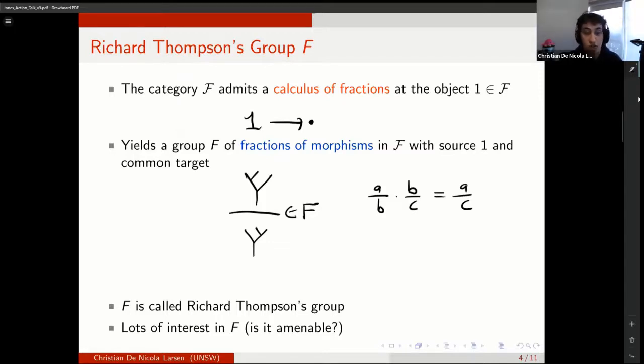This group F is called Richard Thompson's group. It's accrued a lot of interest over the years. It's popped up in all sorts of different fields. But a really notable open problem about this group is regarding its amenability. Is there a left invariant finitely additive probability measure on this group? Well, nobody knows, and it's quite a tough nut to crack.